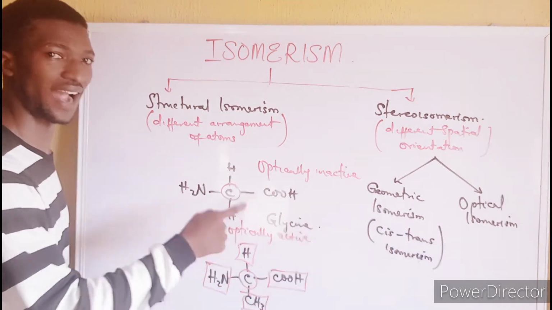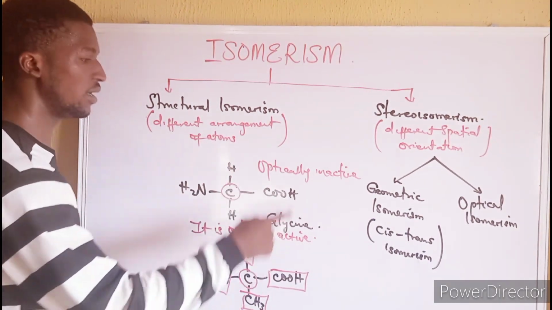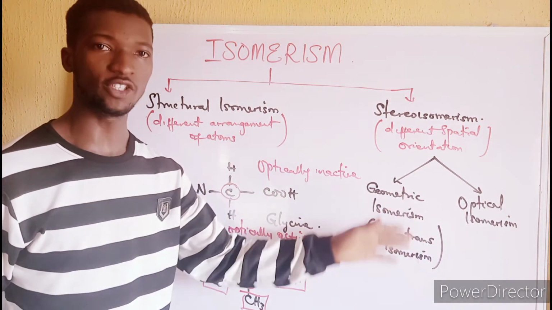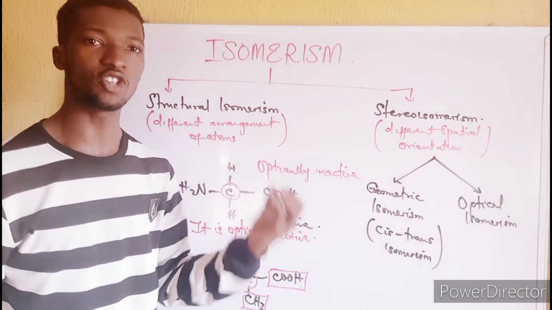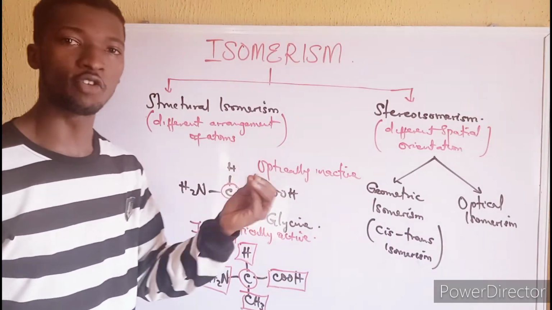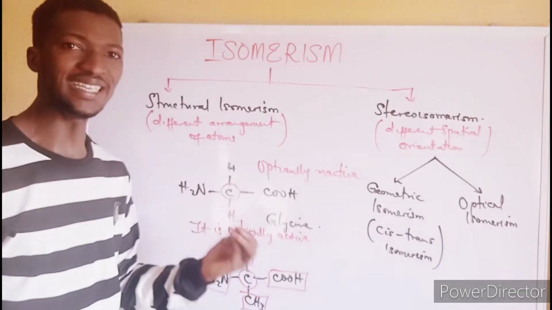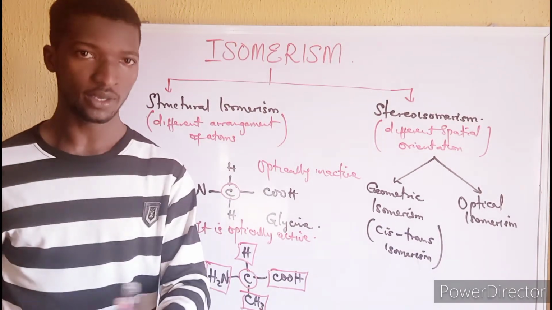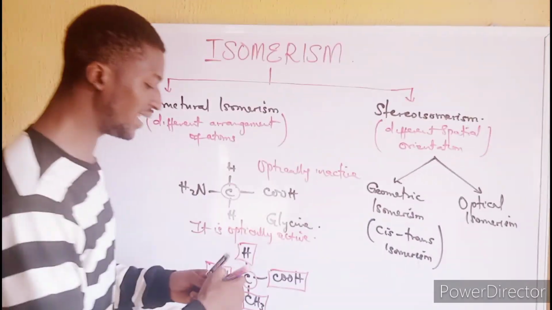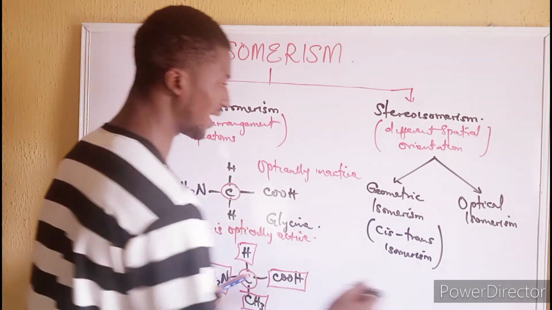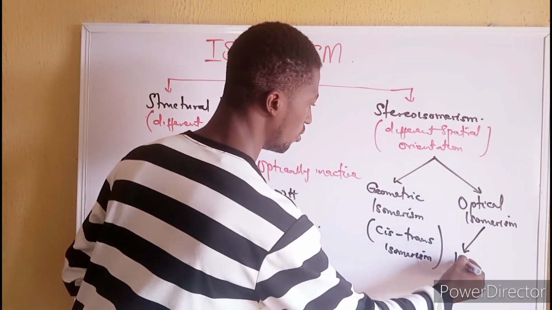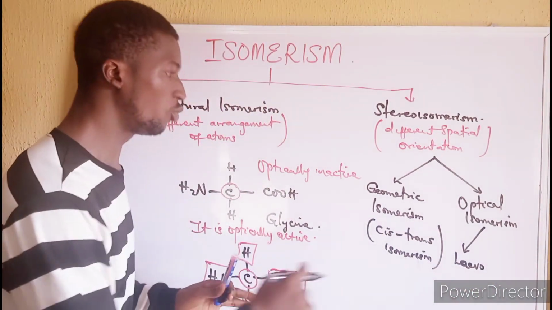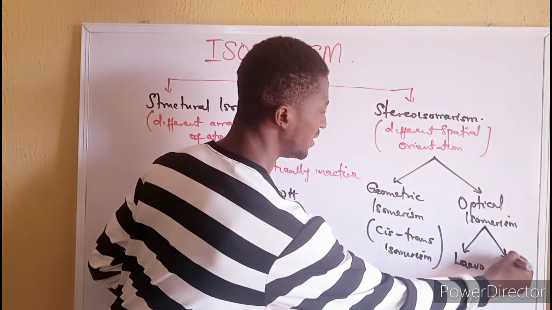So compounds that have a chiral center exhibit optical isomerism. Optical isomerism is talking about the direction of rotation of a compound when light is incident on it. Those compounds that rotate towards the left, we call them levo. Or those that rotate towards the right, when they rotate towards the right, we call them dextro.